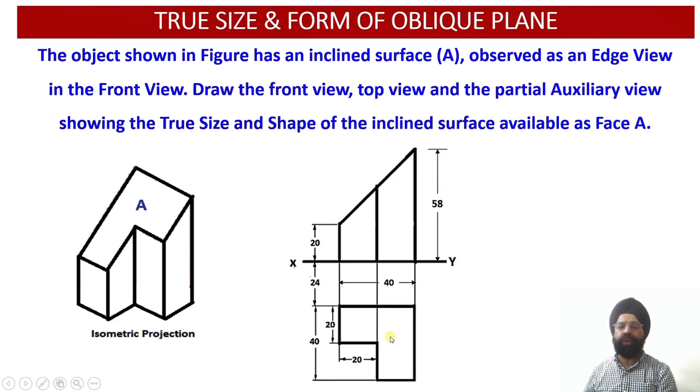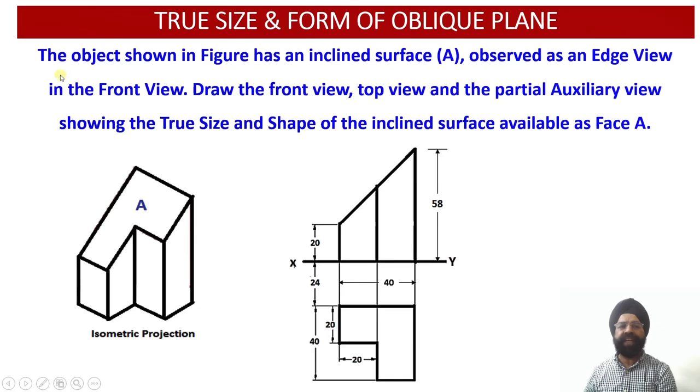So we are required to draw another auxiliary inclined plane parallel to the section surface of the solid. The projection of this surface onto the auxiliary inclined plane will provide us with the true shape of the cut section of the solid. The projections obtained on the auxiliary inclined plane will be called the auxiliary view, which will provide us with the true shape and size of the inclined surface A. Now let us read out the statement.